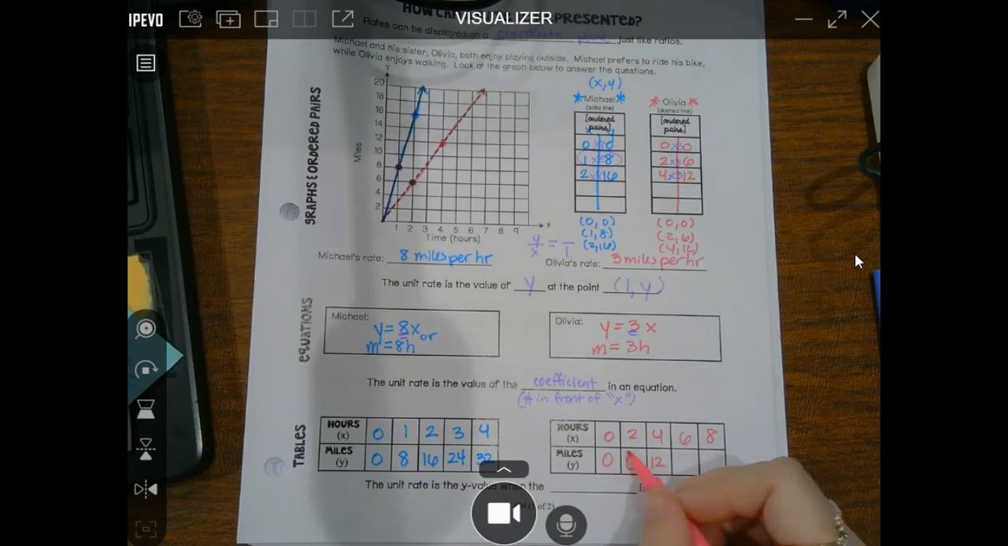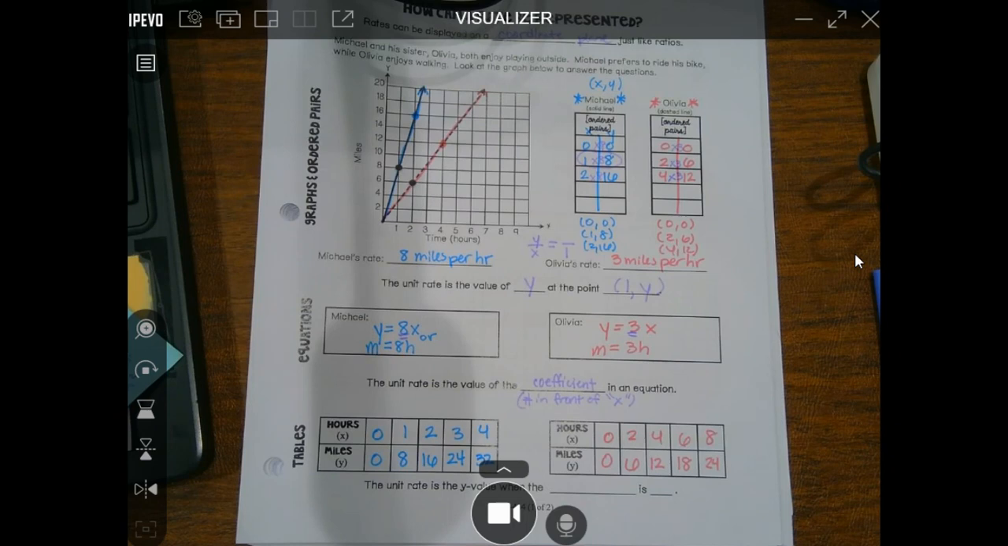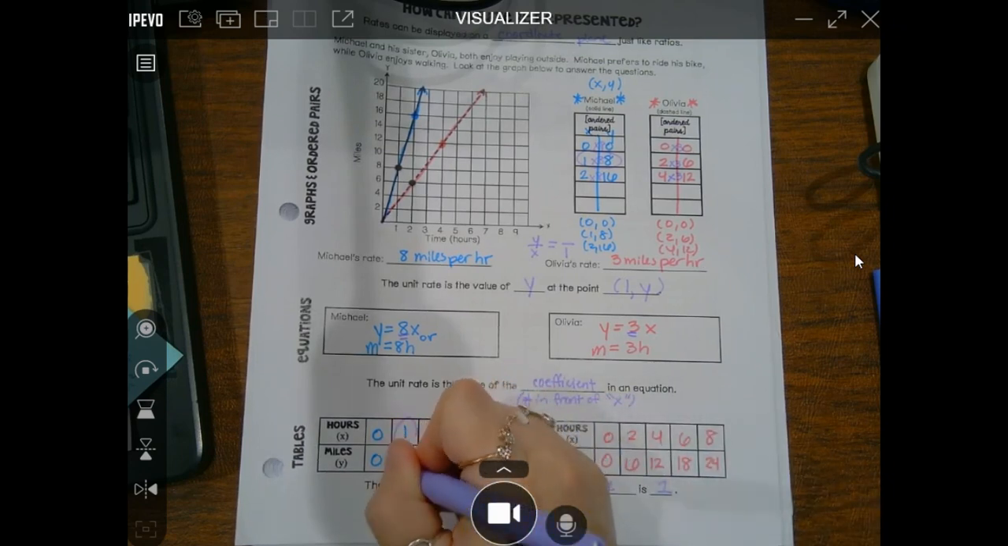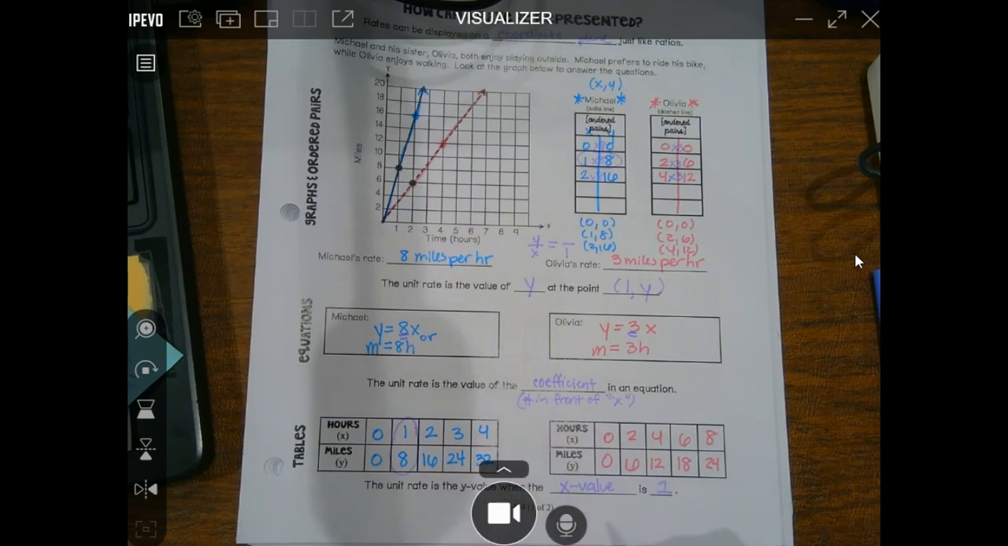Okay, what are you doing each time to the x's to get the y's? Yeah, you're multiplying by 3. So 6 times 3 would be 18. And 8 times 3 would be, you got it, 24. So the unit rate is the y value when the x value is what? That's right, 1. Okay, so in a table, if you were to see when the x value is 1, that's going to give you what the unit rate is. Or, of course, you could figure out the equation, and then it's going to be the coefficient in your equation.